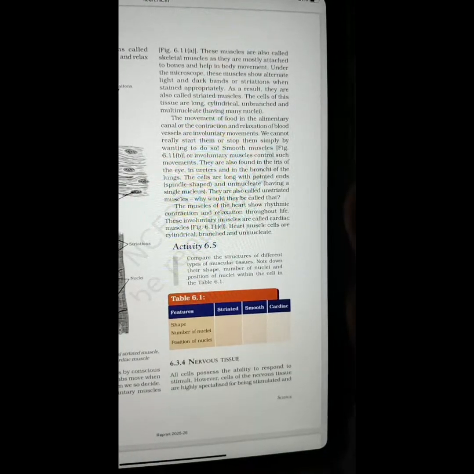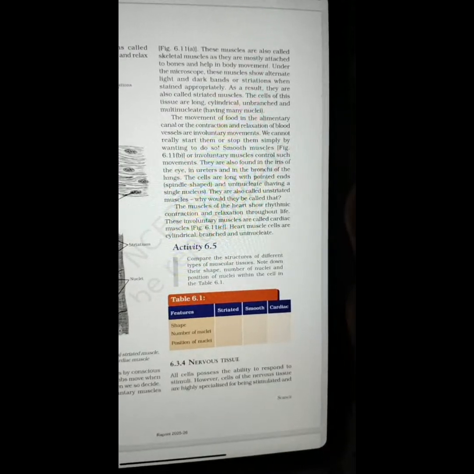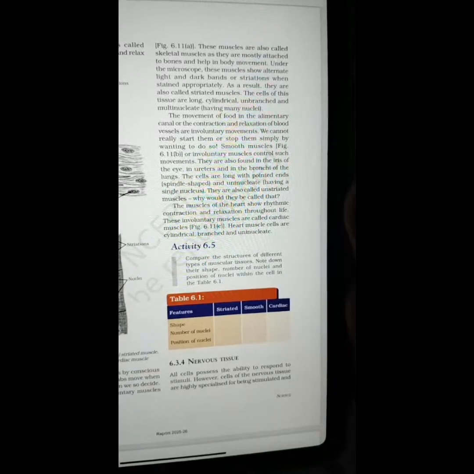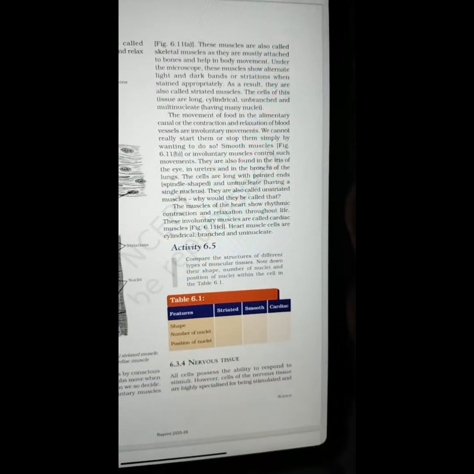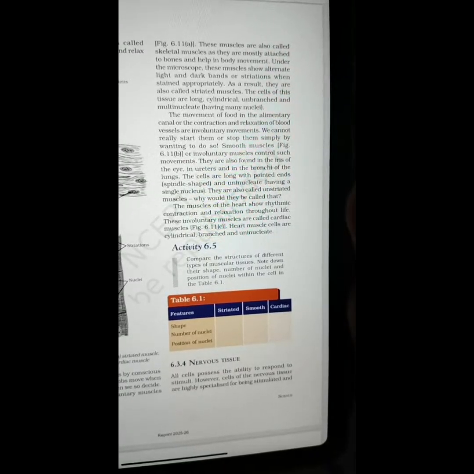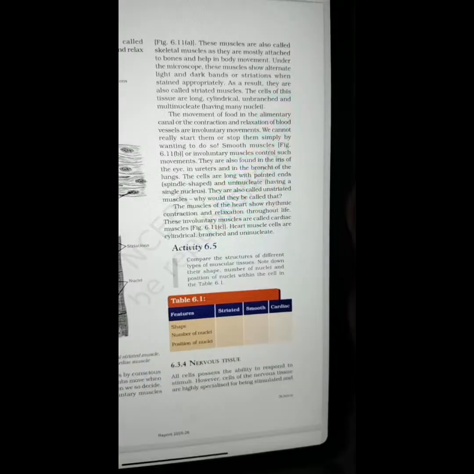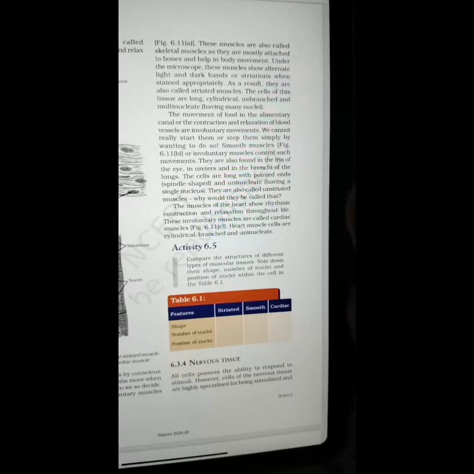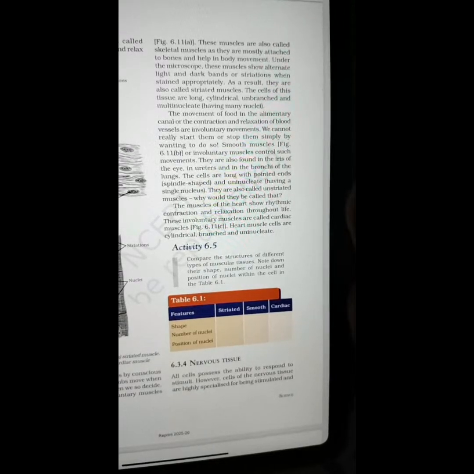The movement of food in the alimentary canal or the contraction and relaxation of blood vessels are involuntary movements. We cannot really start them or stop them simply by wanting to. Smooth muscles or involuntary muscles control such movements. They are also found in the iris of the eye, the uterus, and the bronchi of the lungs. The cells are long with pointed ends, spindle shaped, and uninucleate, having a single nucleus. They are also called unstriated muscles.